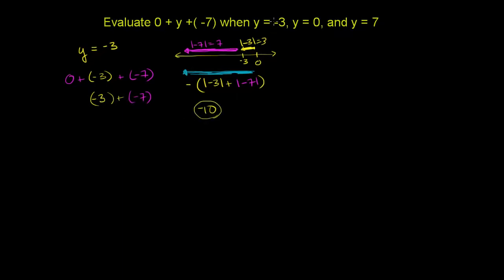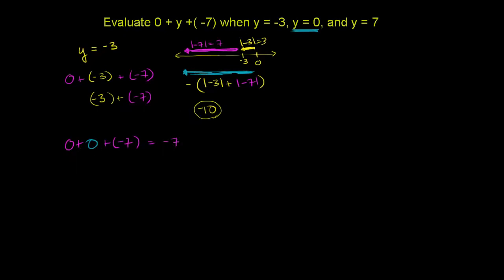So that was y is equal to negative 3. Let's think about when y is equal to 0. When y is equal to 0, this expression becomes 0 plus 0 plus negative 7. Now, you add 0 to anything, it's not going to change the value. So this is pretty straightforward. These don't matter. It's just going to be equal to negative 7.